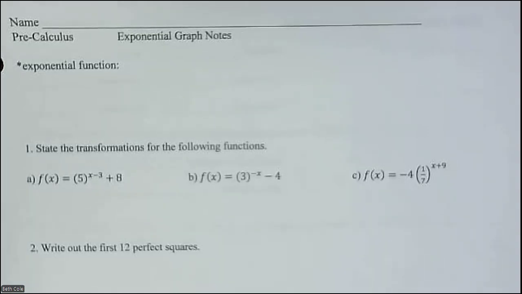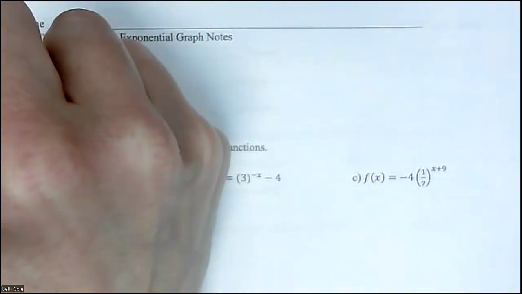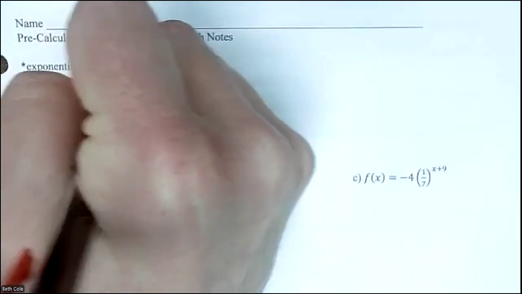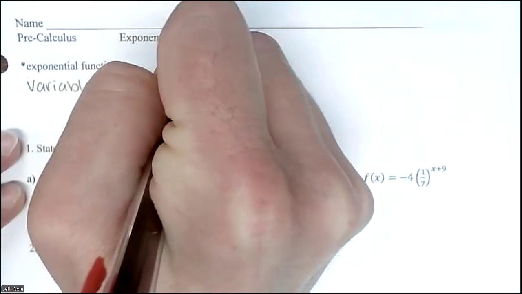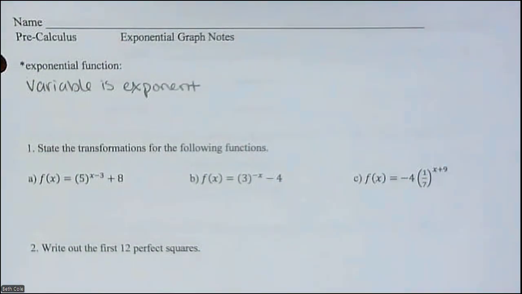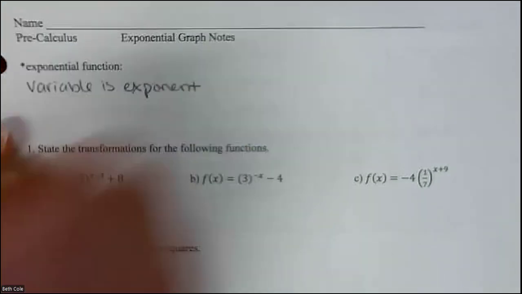All right, so for an exponential function, it means that your variable is the exponent. So you have something to the x power, and that something is called a base. So the base number to the x power. So your variable is now the exponent. You would have something to the x.